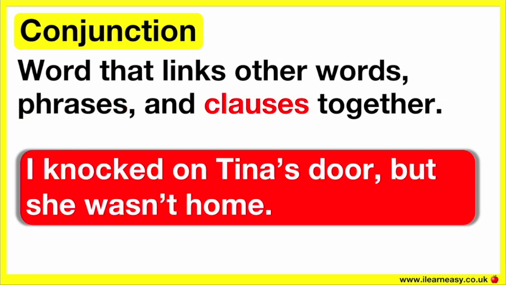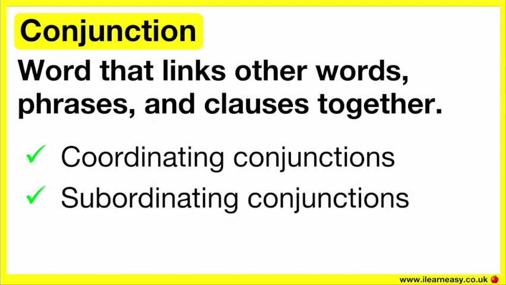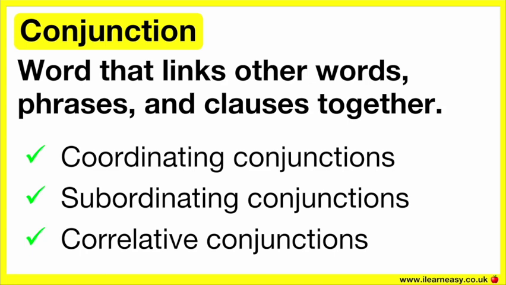An example of a conjunction linking clauses is I knocked on Tina's door, but she wasn't home. The conjunction in this sentence is but. It links the clauses I knocked on Tina's door and she wasn't home. There are three types of conjunctions: coordinating conjunctions, subordinating conjunctions, and correlative conjunctions. Each type of conjunction is used differently.